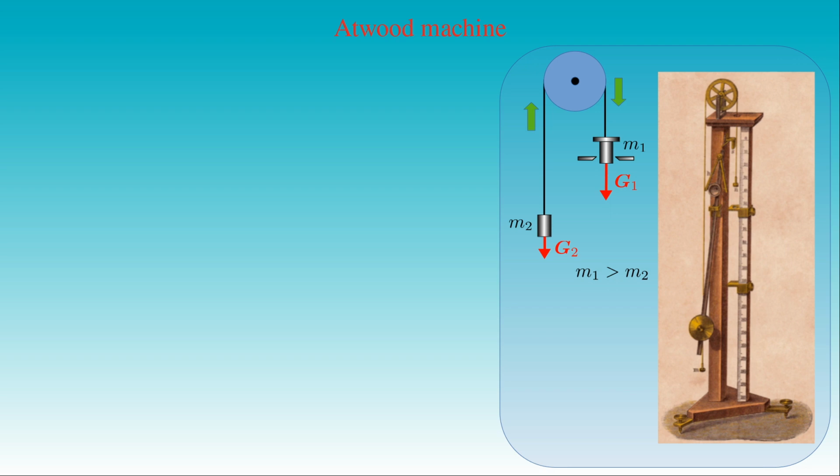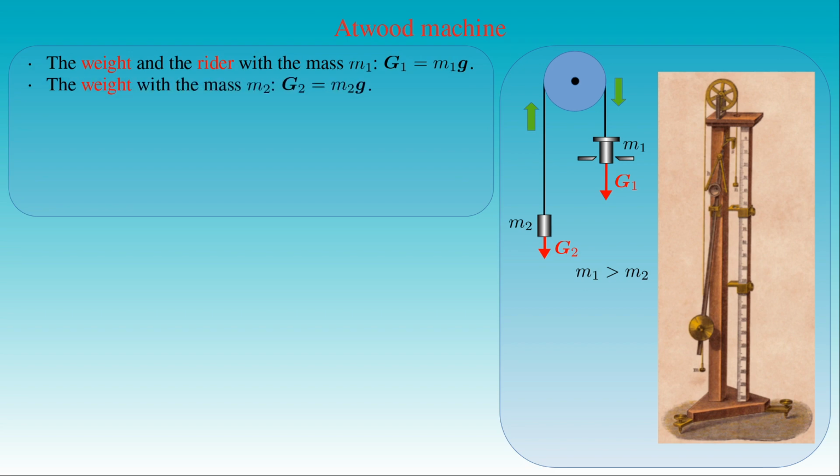Since the weight and the rider have the total mass m1, the gravitational force g1 is equal to m1 times the gravitational acceleration g. Similarly, the gravitational force g2 is given by the mass m2 of the weight times the gravitational acceleration g.